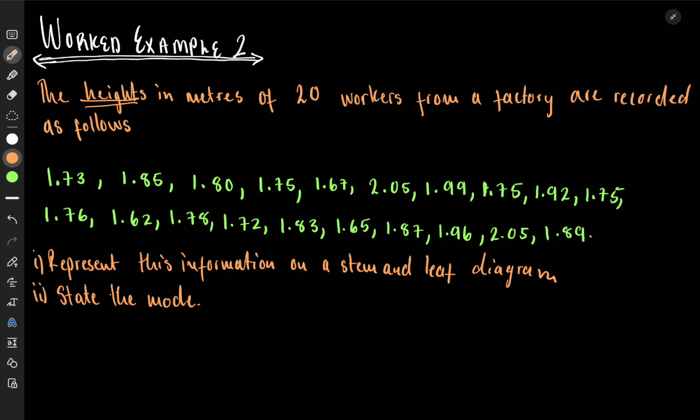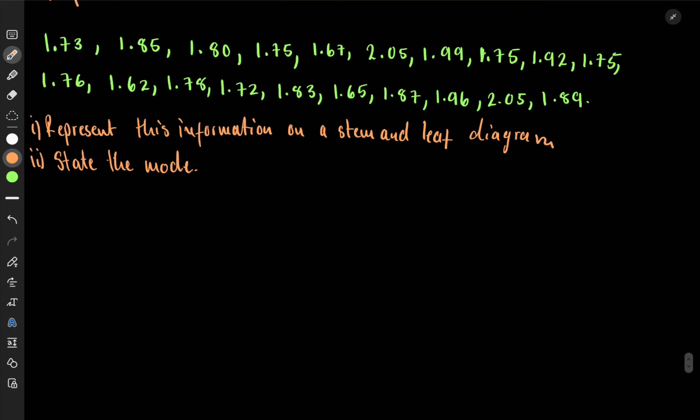So good thing for us. Stem and leaf diagram, do we need a table? No table needed, okay? So we can go straight from raw data to a stem and leaf diagram. No table necessary, that's beautiful for us. But for other things, we saw that we need a table. So let's go. Represent this information on a stem and leaf diagram.